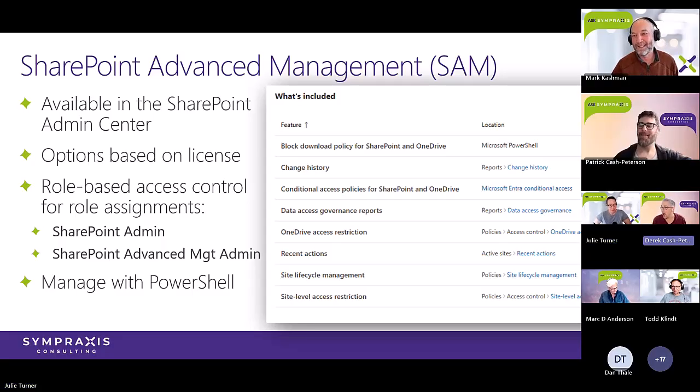What does that mean? One of the things that's interesting about it, and Mark sort of alluded to this, is that you get different options based on the licensing that's available inside of your tenant. So if you've got Copilot enabled already, if you've got the semantic index, you get Copilot readiness reports. If you don't, you don't get those particular things lit up for you.